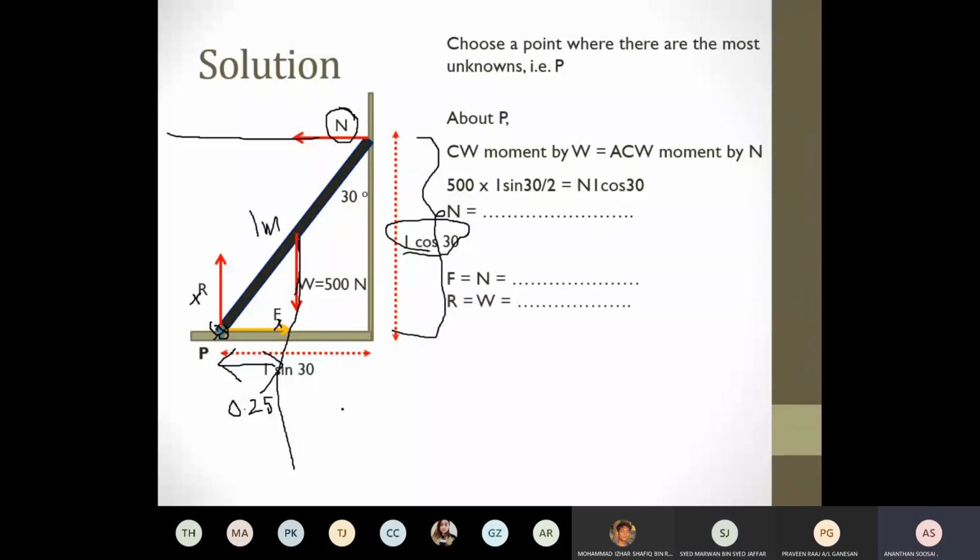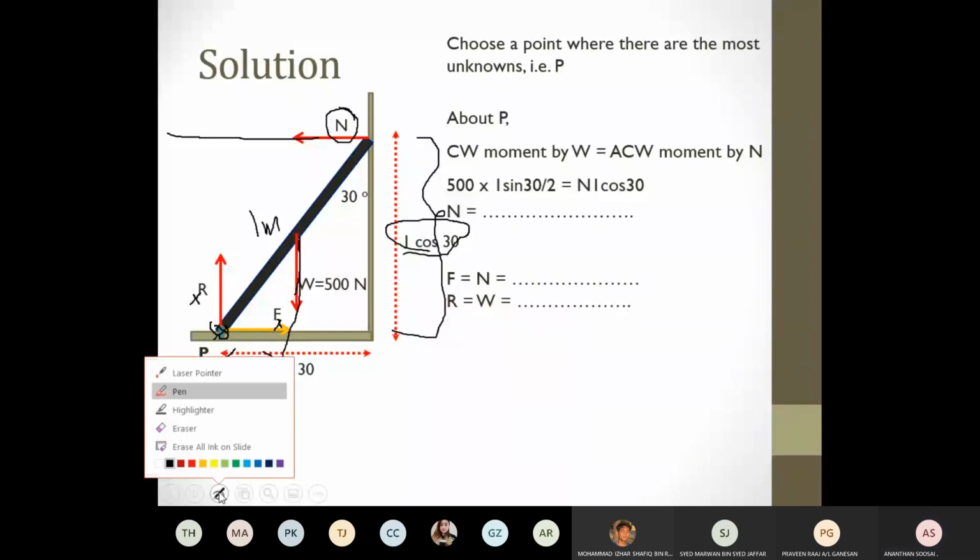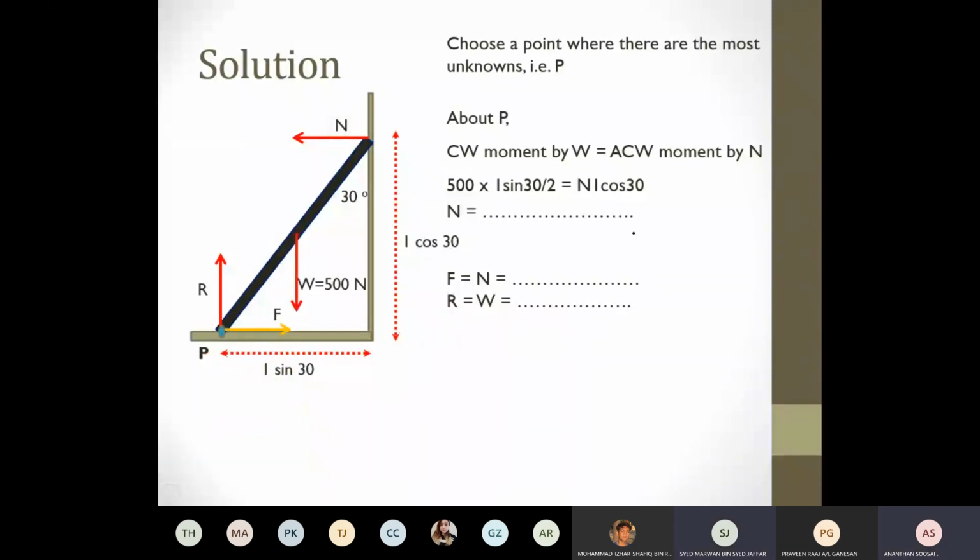Then how do you find, okay, how do you find F and R? Okay, do you understand this too? They said F is equals to N. Where is F? F is which way? F is this way, to the right. F is to the right. Why they said F should be equals to N? Because what concept they use here to conclude that F equals to N?